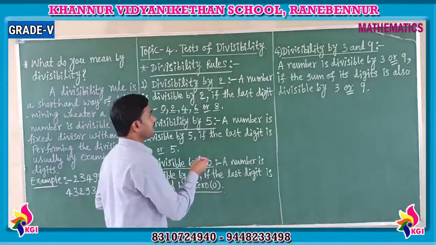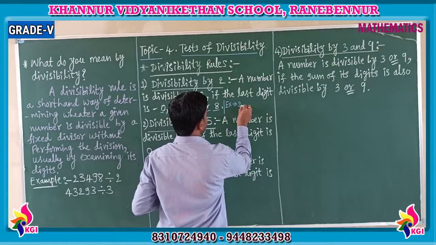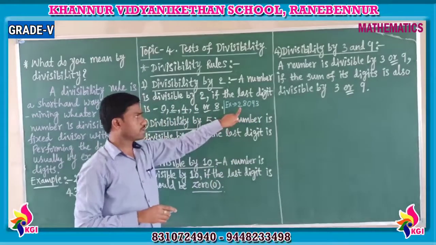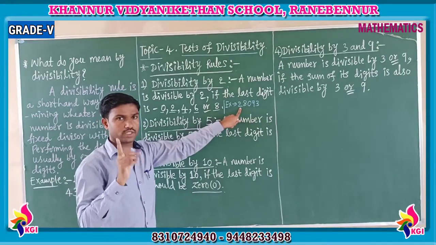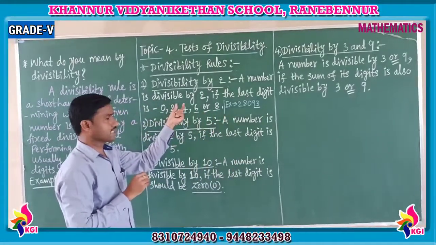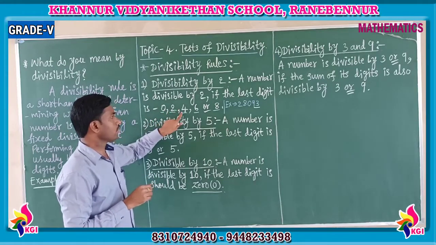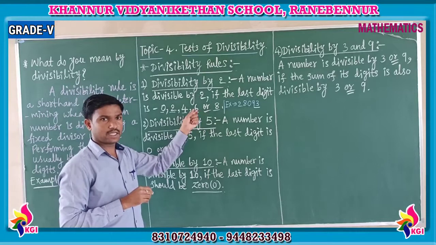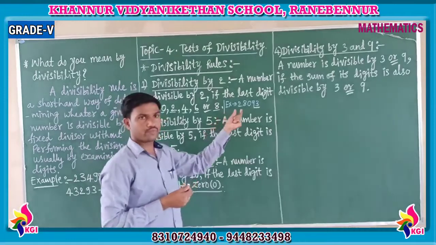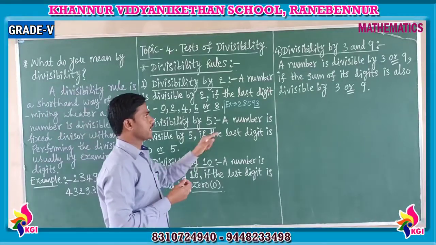For example, 28,093. Is it divisible by 2 or not? Just check the ones place. In the ones place 3 is there, but the rule says the last digit must be 0, 2, 4, 6 or 8 for the number to be divisible by 2. Without division we can say whether it is divisible by 2 or not.